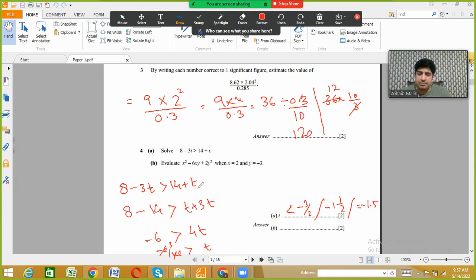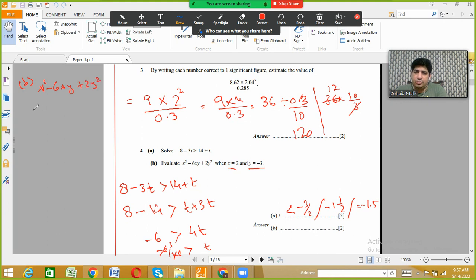So next, B part is evaluate this one. So I'm just going to solve B part here. Evaluate x square minus 6xy plus 2y square, and we have to substitute the values x is equal to 2 and y is equal to negative 3. So x square minus 6xy plus 2y square.